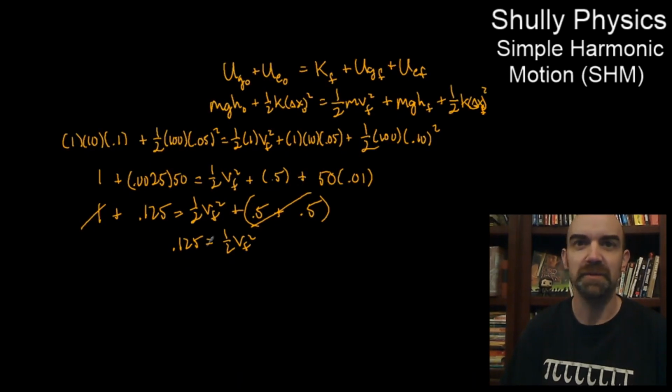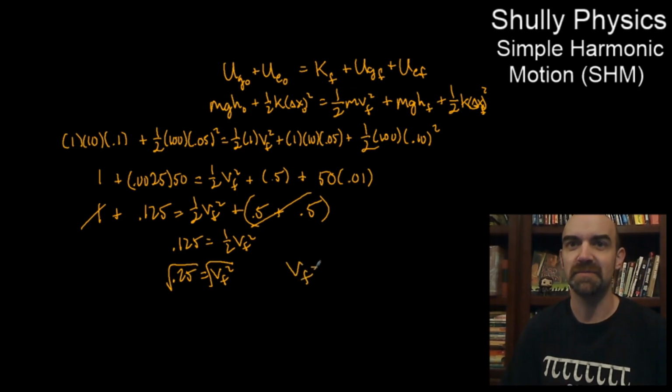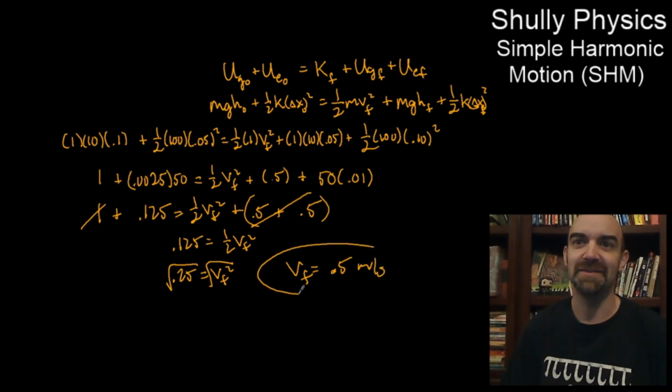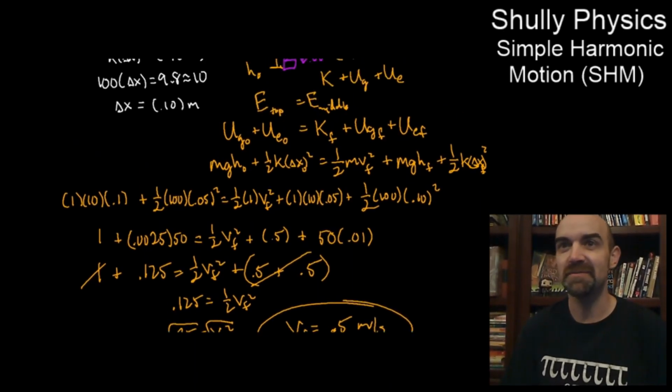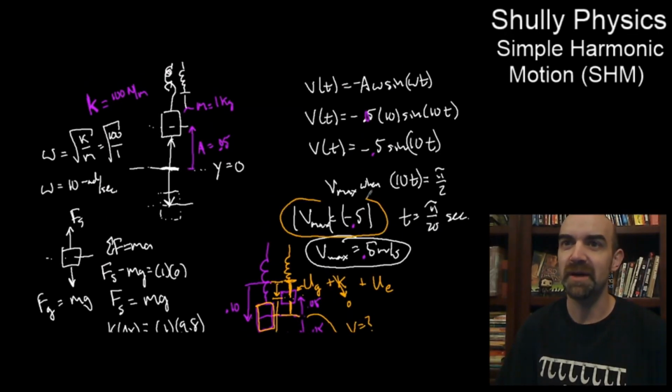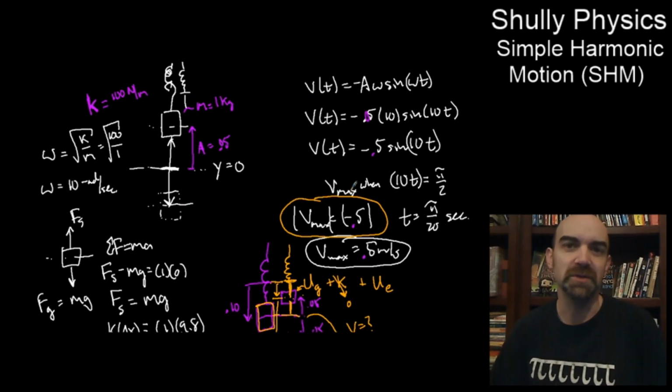Well, I'm getting a feeling about this. Multiply both sides by 2. 0.25 equals VF squared. And if we take the square root of both sides, guess what the result is? A half meter per second. Using conservation of energy, and look at that, our Vmax. Using the motion of a simple harmonic oscillator, we arrive at the same place, our maximum velocity.